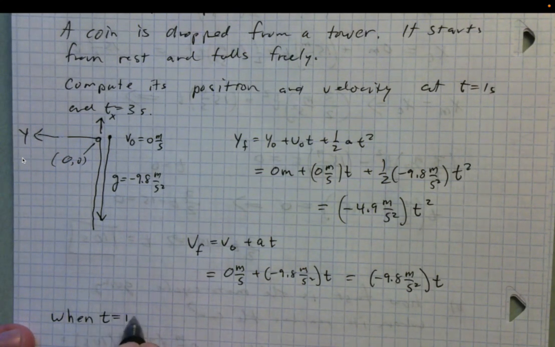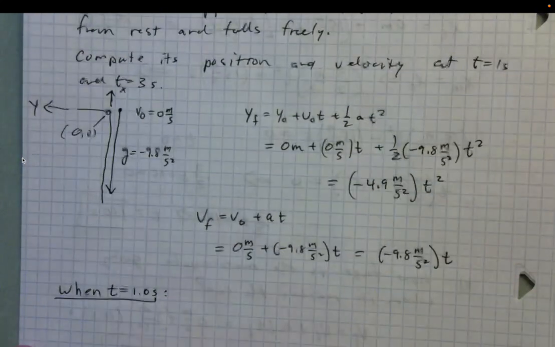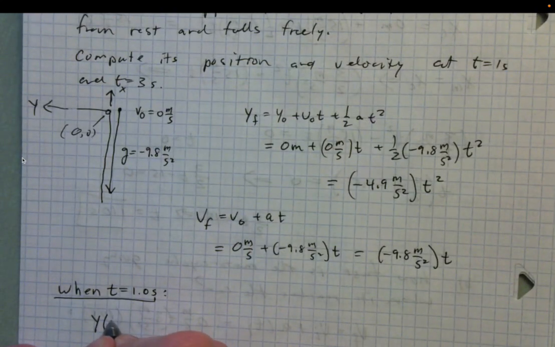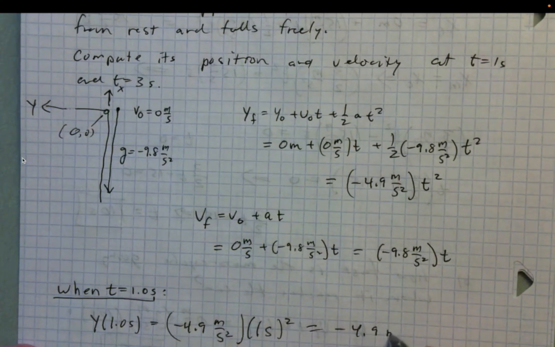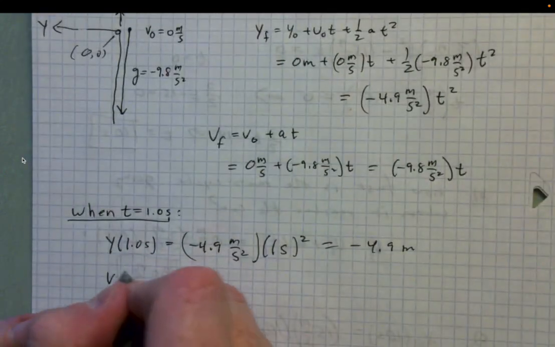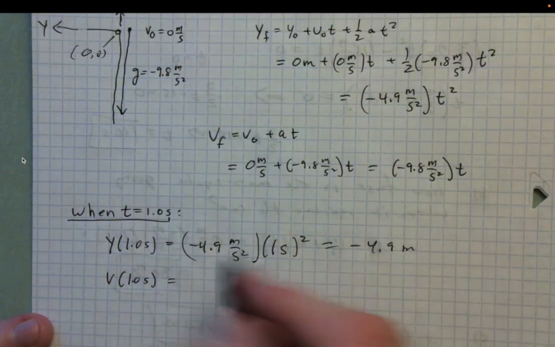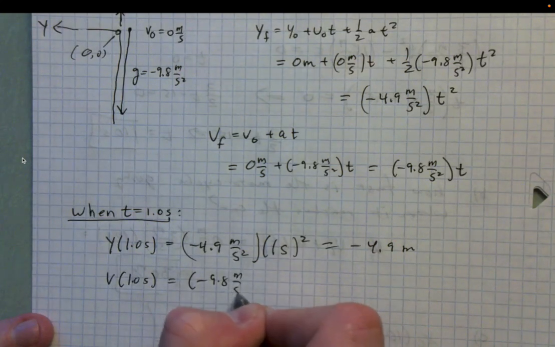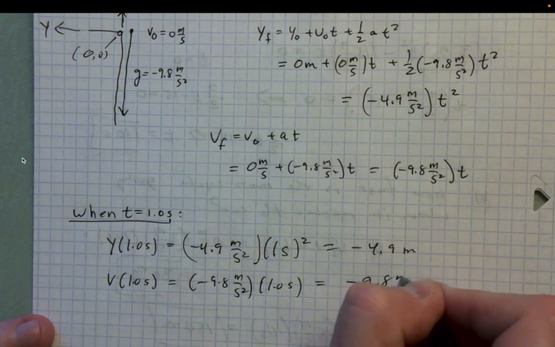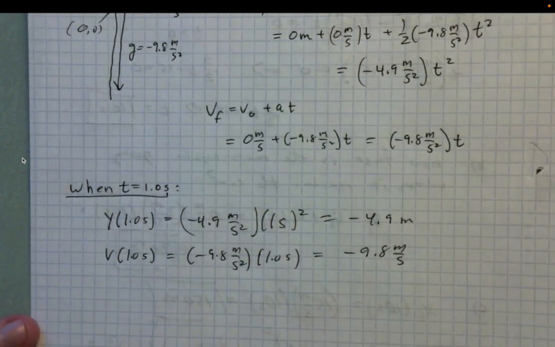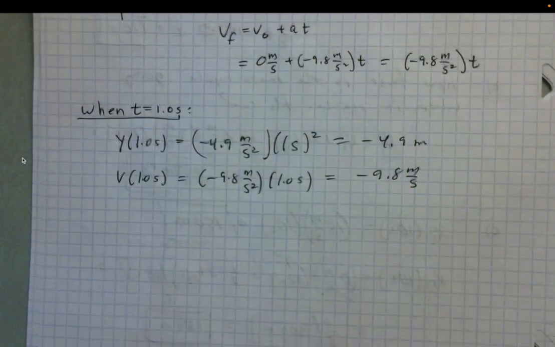So when t equals 1 second, you just need to solve y of 1 second, and that's just this guy, right? So it's negative 4.9 meters per second squared times 1 second squared, which is negative 4.9 meters. And the velocity at 1 second is just negative 9.8 meters per second squared times 1 second, which is negative 9.8 meters per second. Okay, so that's the position and velocity of the coin after 1 second.